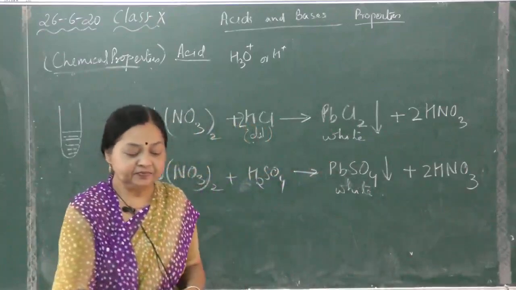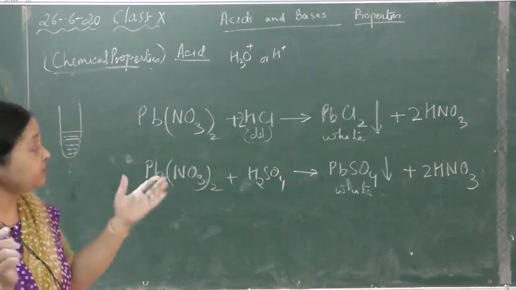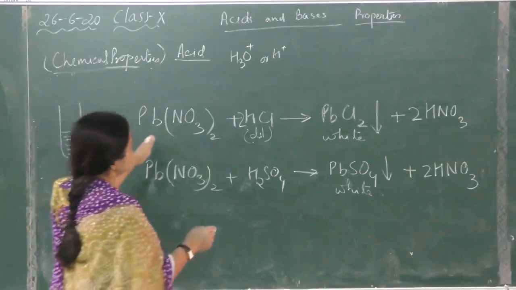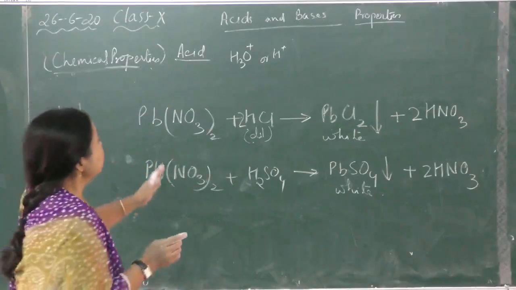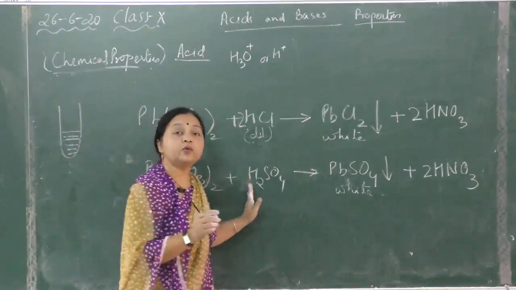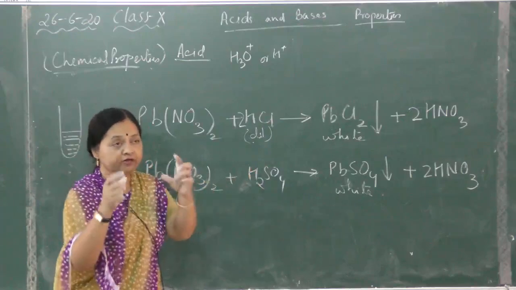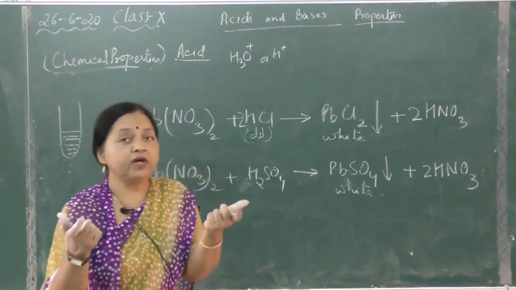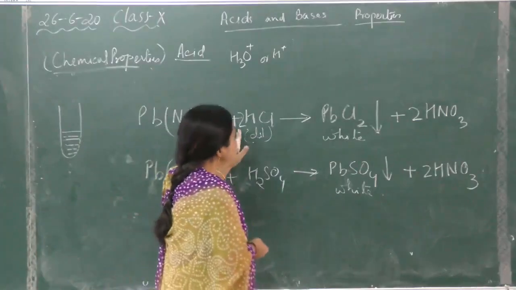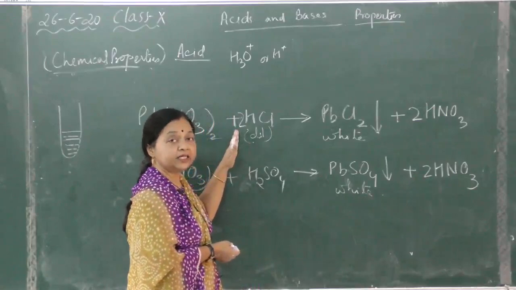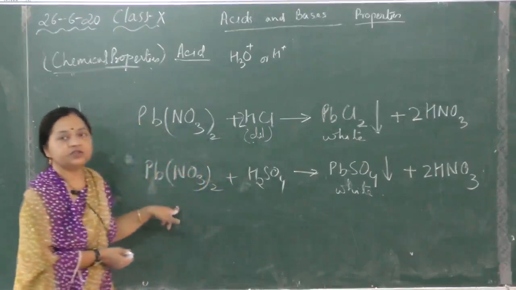That was an observation question. Another is a distinguish question: distinguish between HCl and H2SO4. Both are transparent liquids, both acids are transparent. If you are given two acids in two test tubes, you don't have any means of understanding which is which. So you are asked, how do you distinguish between HCl and H2SO4 using lead nitrate solution?